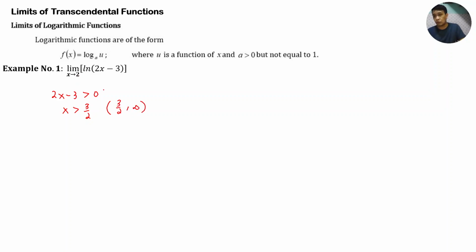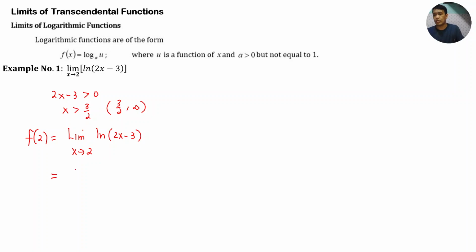Since x is equal to 2 belongs dito sa interval na to, so therefore we can use function value. So this is f of 2 is equal to the limit of ln of 2x minus 3 as x approaches 2.